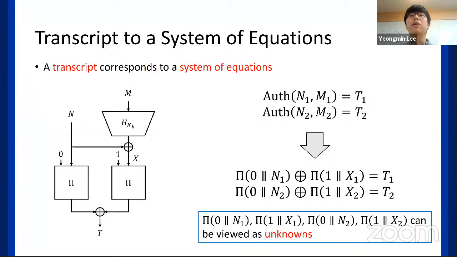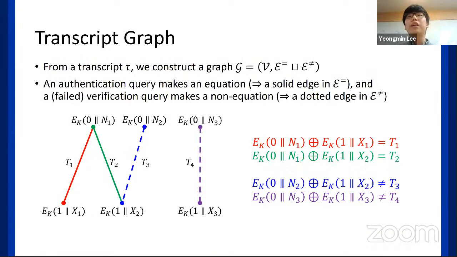To find the probability of a transcript in the real world, we construct a system of equations and count the number of solutions of the system. As you can see here, the outputs of pi can be viewed as unknowns, and each query generates an equation of 2 unknowns. Through this process, one can find the corresponding system of equations and non-equations from a transcript. To easily represent the system, we visualize it by a transcript graph G. The figure shows an example of a transcript graph which represents 2 authentication queries and 2 verification queries.